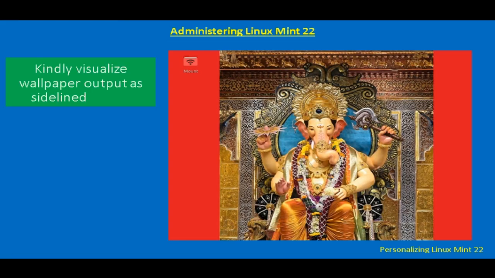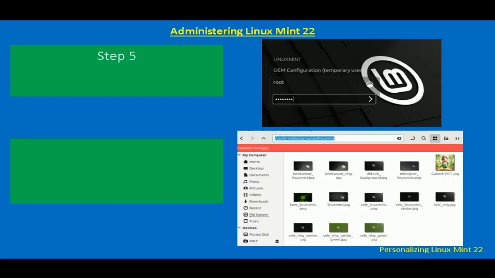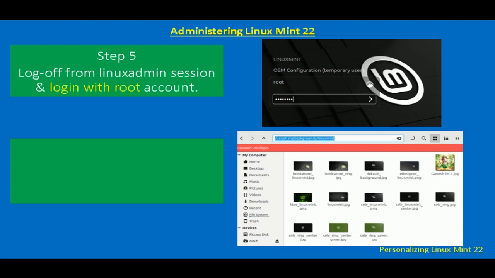So kindly visualize the wallpaper output as in the slide figure. So we have already done this. Now next step is, we need to set our login background also. Now whenever I'm logging in, this particular black screen and Linux Mint window, this particular background is coming. But let's say I want to change it. So how to change it? There is a tricky part over here.